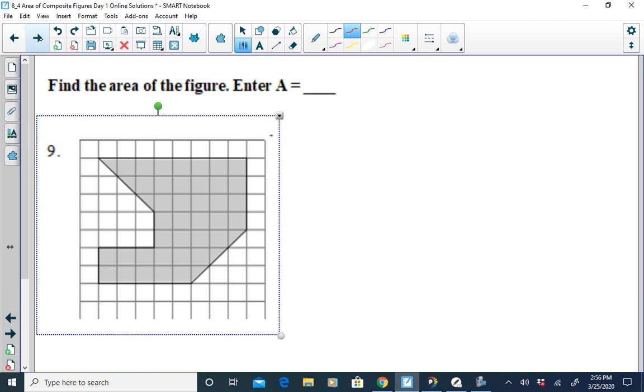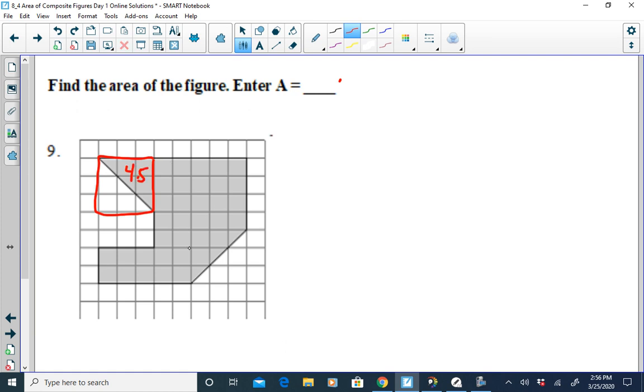All right, and then we have this crazy one. Wow. Let's see, how do we want to split this up? This one's interesting. Let's do this one here. That's half of 9, because there's 3, 6, 9. Half of 9 is 4.5. Then we can do this one here, which is another half of 9. So that's 4.5.